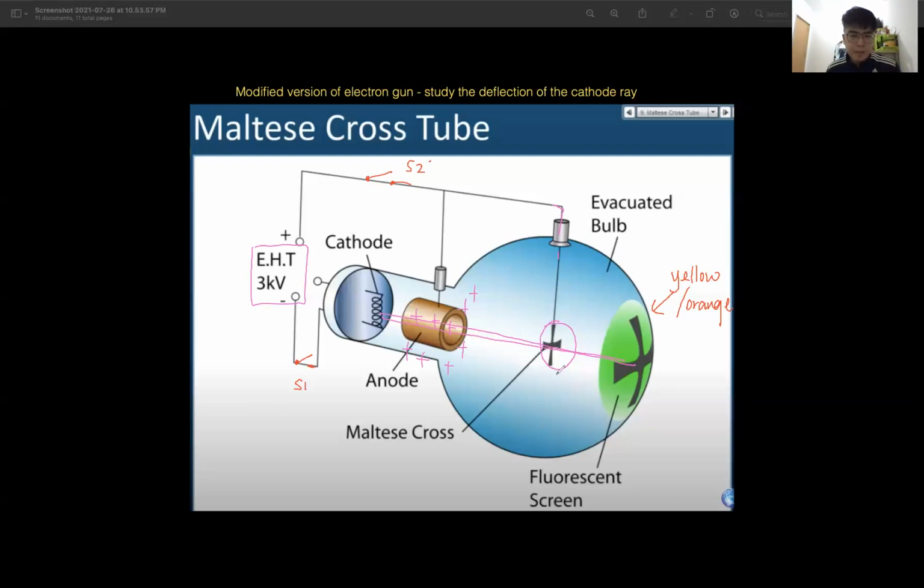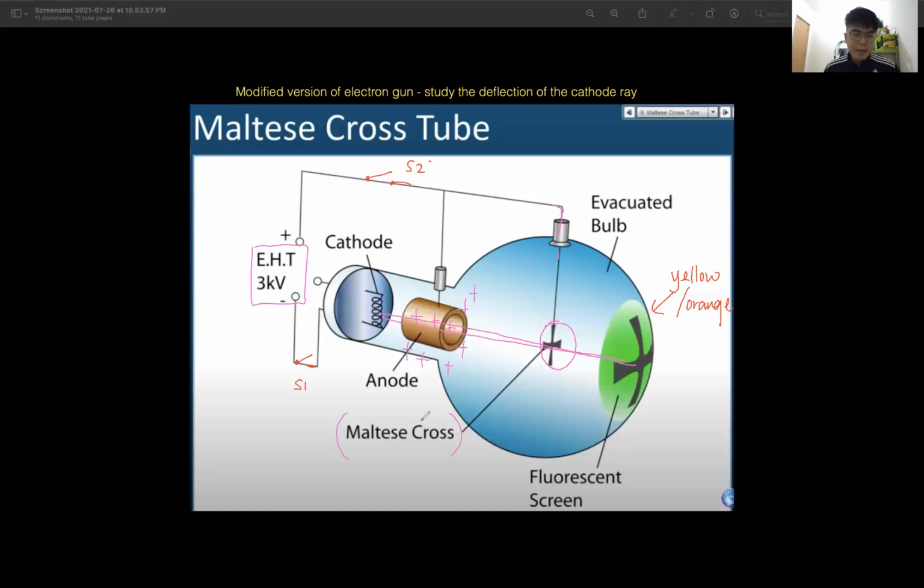Now, why do we call it the Maltese cross? Because the scientist's name is Maltese, so he used a Maltese cross. Actually, you can use anything, it doesn't necessarily have to be a cross. You can use letters like A, B, C, D, E, anything. It's just a cross.